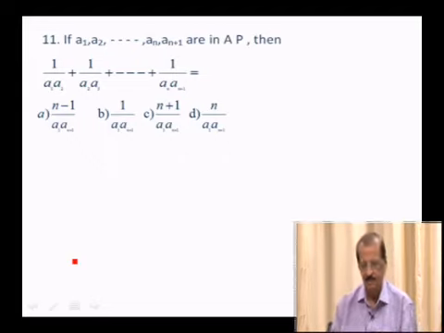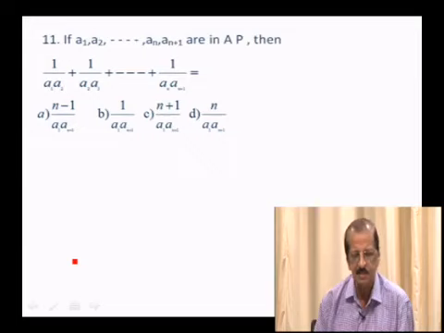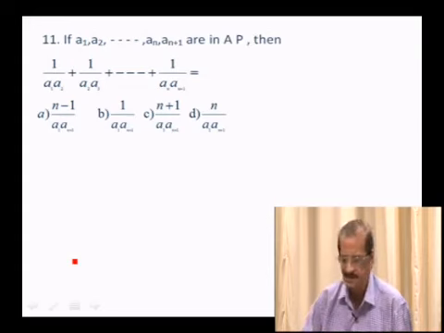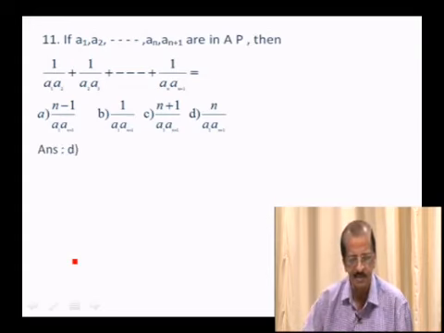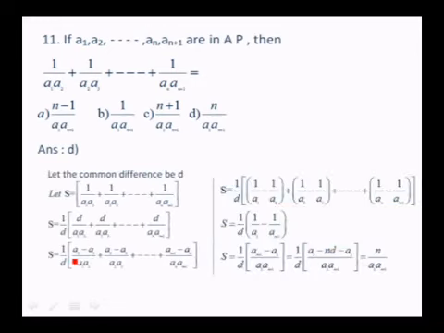See, here I have to write 1 over a1 a2 as a2 minus a1 over a1 a2. That means d over a1 a2, and that d is a2 minus a1. See, it can be written like this. The option is D actually here, the best option, but let us see how you obtain it. Let the common difference be d. So S is 1 over a1 a2 plus 1 over a2 a3 etc.